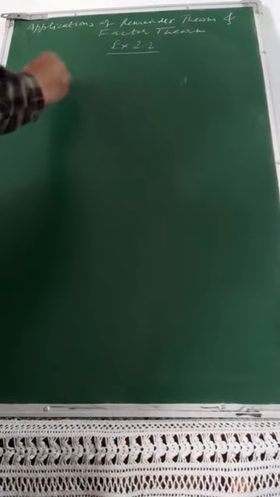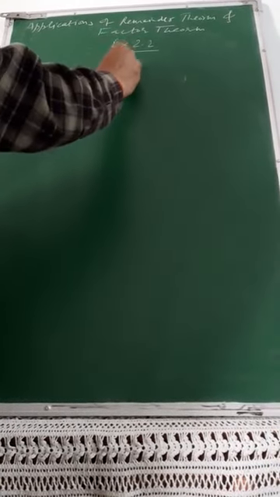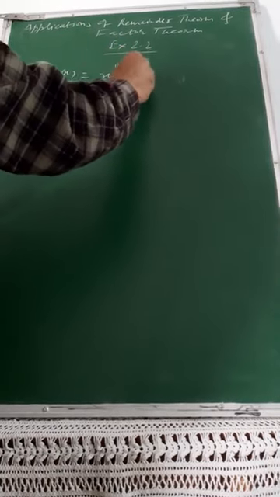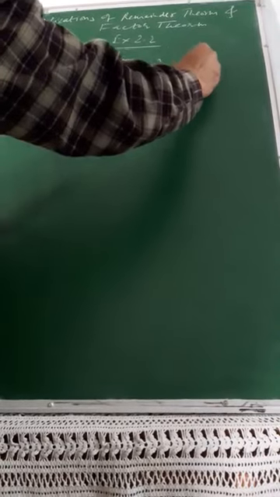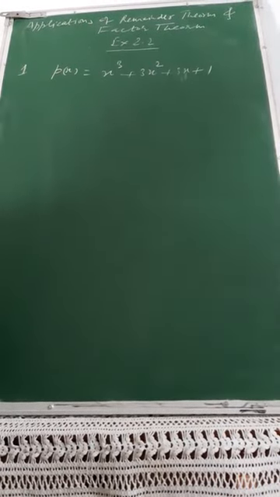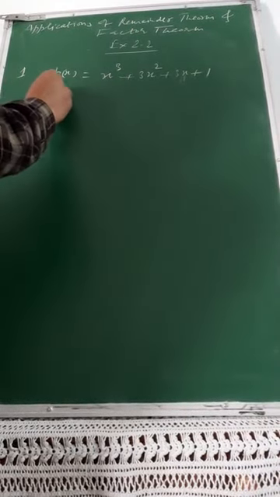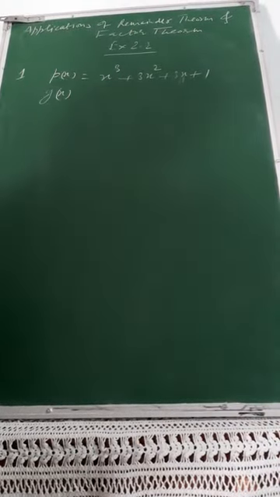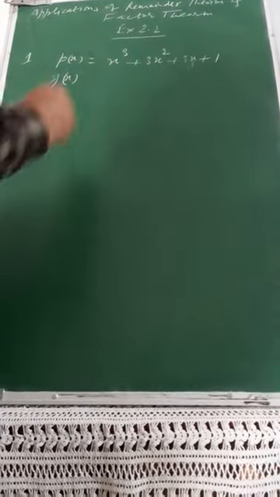What is given here? Find the remainder when the polynomial p(x) in terms of x, that is x cube plus 3x square plus 3x plus 1, is divided by the divisor. I already shared with you yesterday that the divisor will be given by g(x). So g(x) is given equal to x minus 1 upon 2.